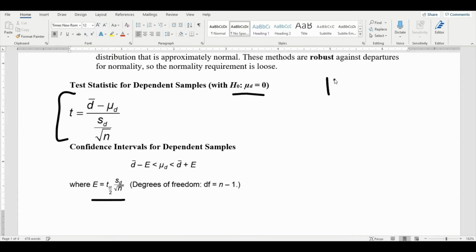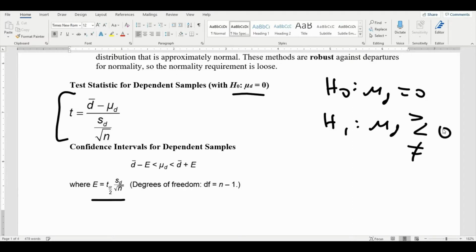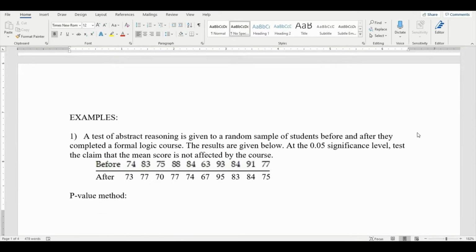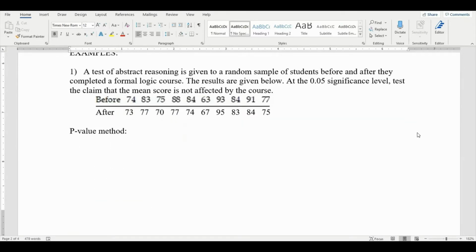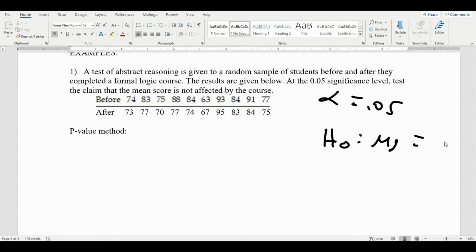For hypothesis testing, the H0 will always be that the population difference of the matched pairs will always be 0. And then H1 will vary. It could be greater than, it could be less than, it could be not equal to 0. One of those three. So let's get started with some examples, just to give you an idea. So here we go, we have data values, and I'm going to use the p-value method primarily. Our alpha is 0.05, and like I said, the null hypothesis will always be the population difference will always be equal to 0.